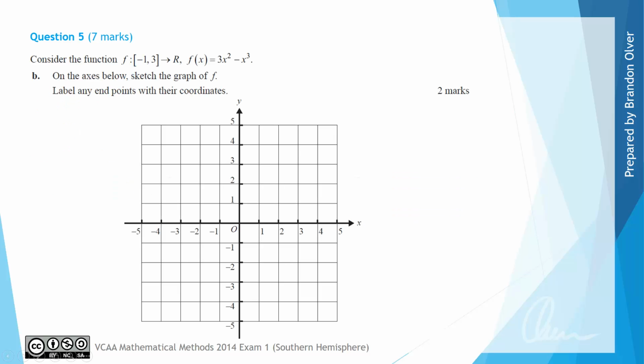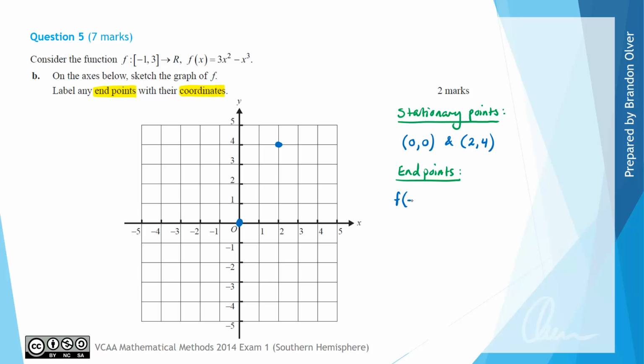For part B, we're asked to sketch the graph of f on the axes below, and we need to label any endpoints with their coordinates. To help us sketch this graph, we already know where the stationary points are, and from the previous question we knew they occurred at 0, 0 and 2, 4. So there's a stationary point here at 0, 0, and at 2, 4, which is up here. The point 0, 0 is also an x and a y-intercept. What we need to do now is find the other key features of this graph. Importantly, we need to find the endpoints.